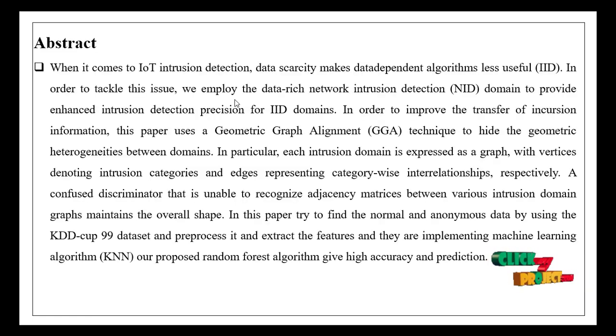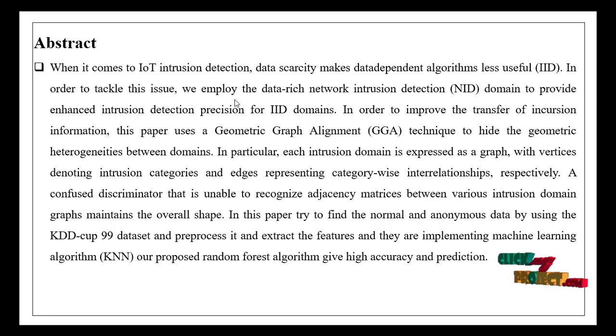This is our abstract. When it comes to IoT intrusion detection, data scarcity makes the data-dependent algorithms less useful. In order to tackle this issue, we employ the data-rich network intrusion detection domain to provide enhanced intrusion detection precision for the IoT domains. In order to improve the transfer of the intrusion information, this paper uses the geometric graph alignment technique to hide the geometric heterogeneities between the domains.